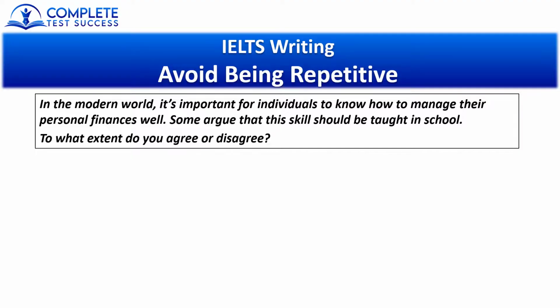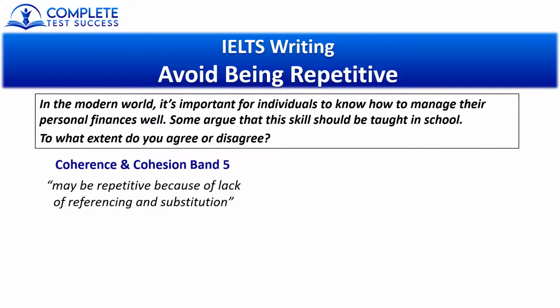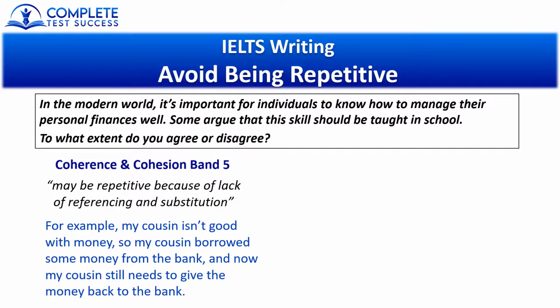So for coherence and cohesion, this is relevant to both task 1 and task 2. So we'll just look at it in the context of this task 2 question again. Coherence and cohesion band 5 says, may be repetitive because of lack of referencing and substitution. So my example for this is, my cousin isn't good with money, so my cousin borrowed some money from the bank, and now my cousin still needs to give the money back to the bank.